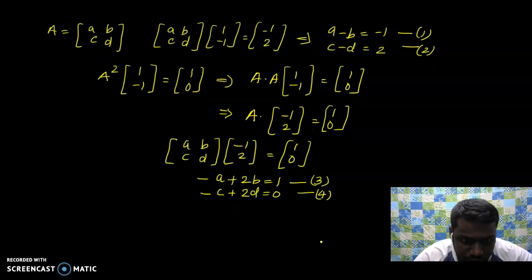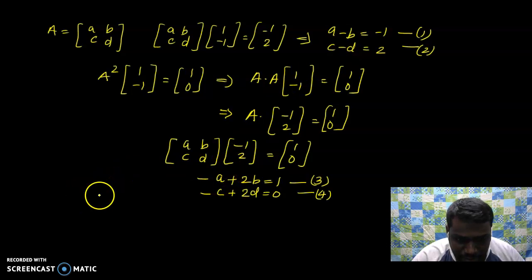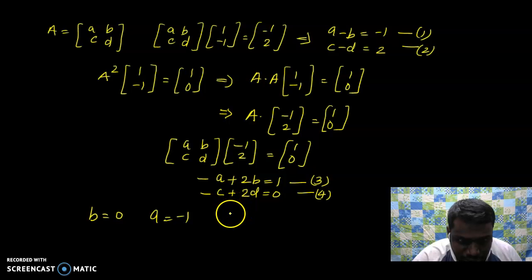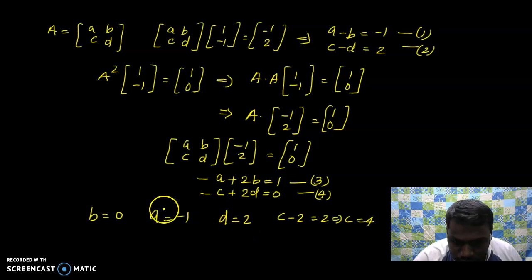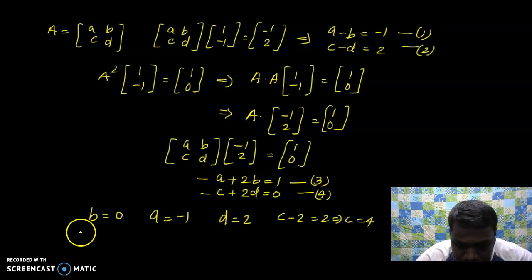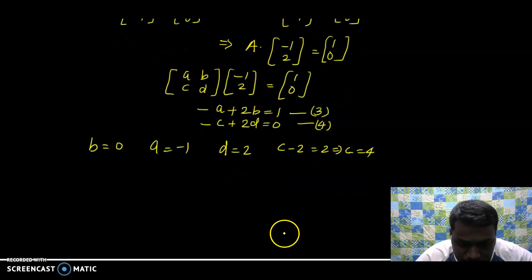From 1 and 3 we can find the values of a and b. Adding 1 and 3, a gets cancelled and we get b is equal to 0. Substituting the value of b here, we get a is equal to -1. Again adding the second equation and fourth equation, c gets cancelled and we get d is equal to 2. Substituting the value of d here, it becomes c minus 2 equal to 2, which implies c is equal to 4. So the values of a, b, c, d are -1, 0, 4 and 2.